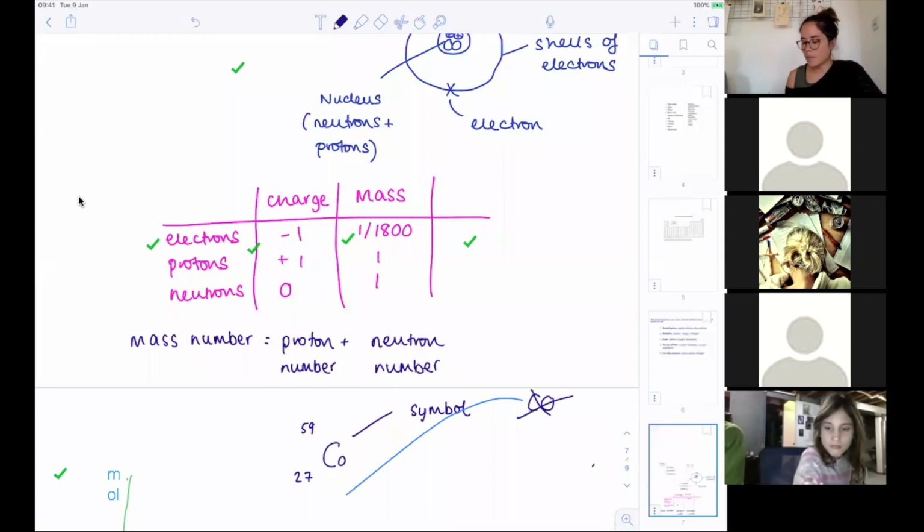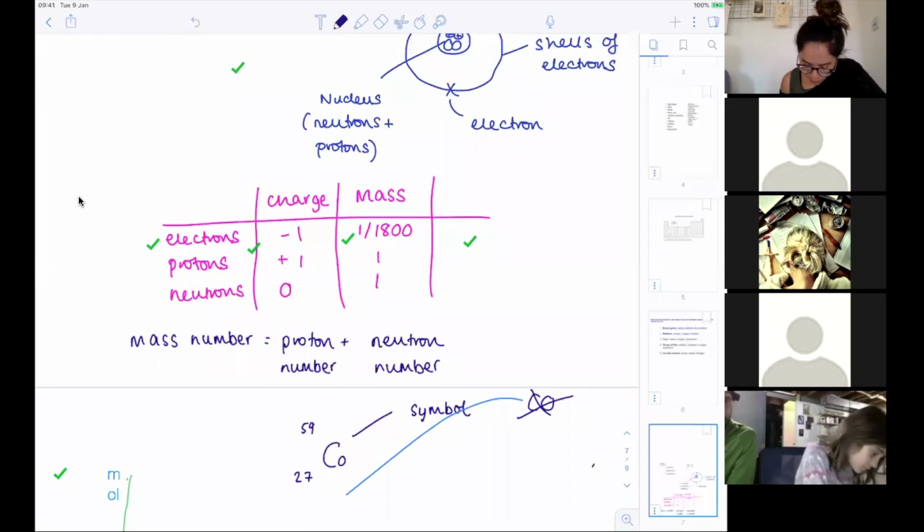Can anyone write in the messenger what that means? Does anyone know what that compound is? Capital C, capital O. Yes, very good. Carbon monoxide. Well done, everyone. So can you see with chemistry, it's incredibly important that you're careful, because by writing something which looks basically the same, it means something completely different. So we have cobalt here.